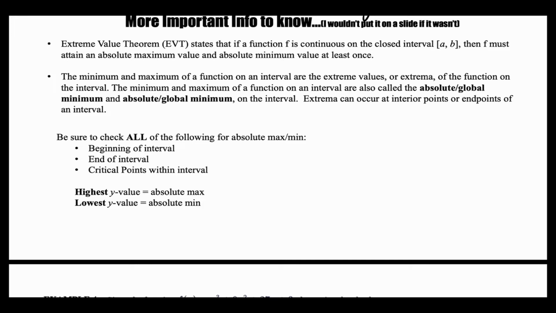Okay. So today we're going to focus on the absolute, or sometimes you'll see global. It's called global maximum, global minimum. I rarely see that, mainly in old textbooks, but sometimes you will see global. It's the same thing as absolute.